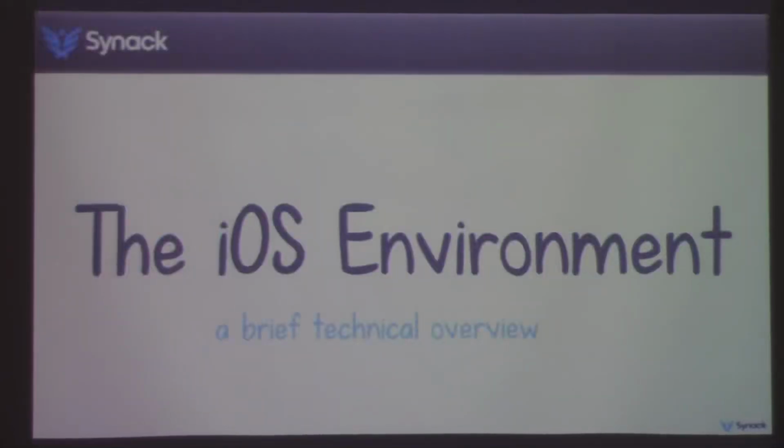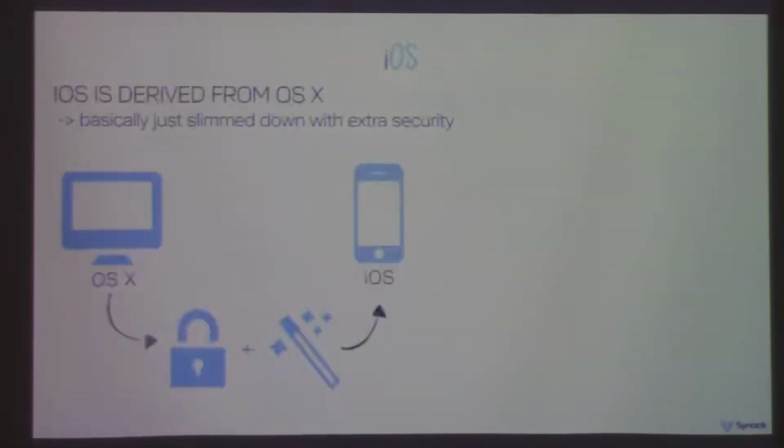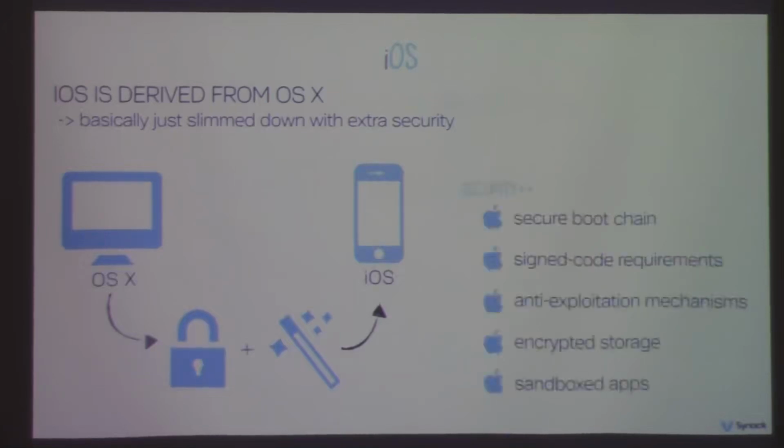So let's talk a little bit about the iOS environment, because I think it's important to understand some of the basics of Apple's operating system. We'll talk about the language of iOS apps, the CPU and the CPU architecture. So iOS is obviously Apple's mobile operating system. It's based on OS X, but it does have some extra security enhancements, obviously some touchscreen specific stuff, and then some mobile specific features.